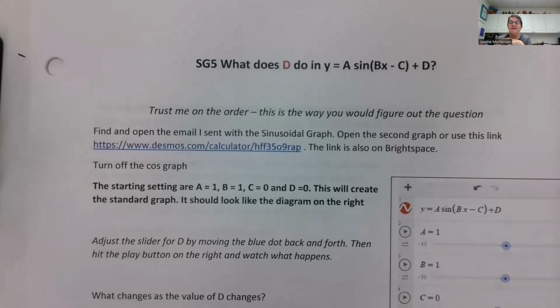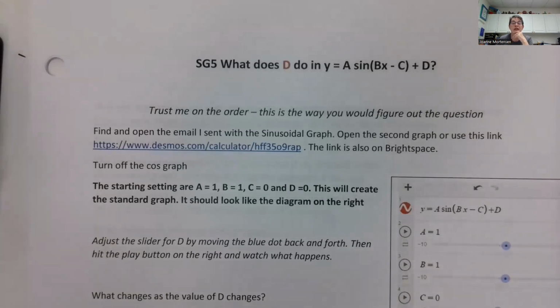So we've been studying sinusoidal graphs. We know how to do period and amplitude and all that. Now I want to be able to actually graph them. We're going to do it bit by bit, and we're going to go through and determine what each one of these letters does. And all I'm going to say is, trust me, we're going to start with D because it's the simplest one to understand.